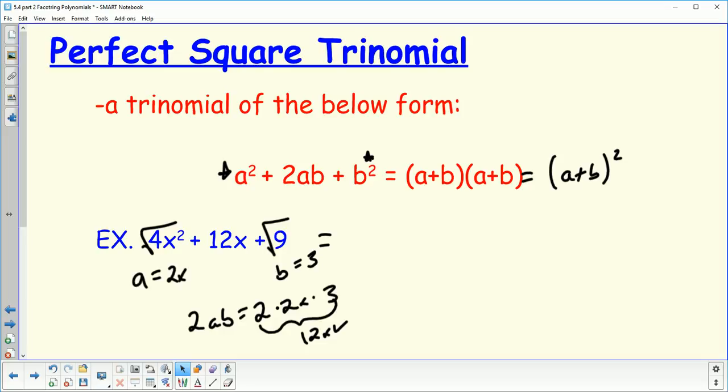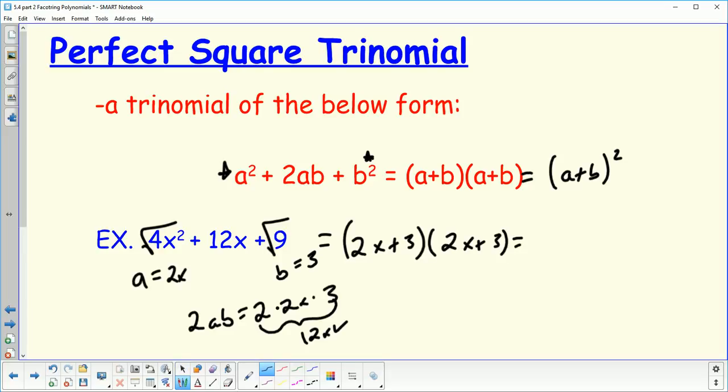You have to do this piece because if that was any other number other than 12x, this wouldn't actually work that way. And now that we know a and b and we've checked our work, we can plug it in. So we're going to have 2x plus 3 for a plus b and 2x plus 3 again for a plus b.